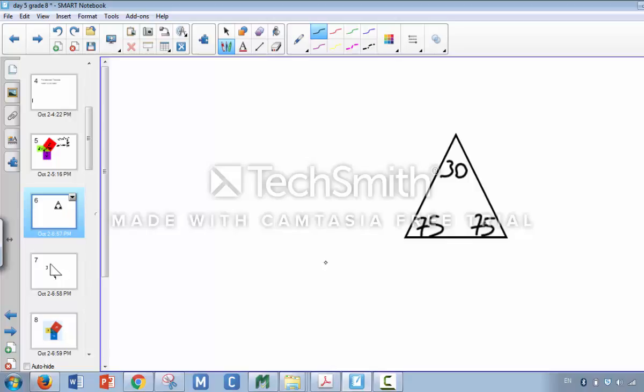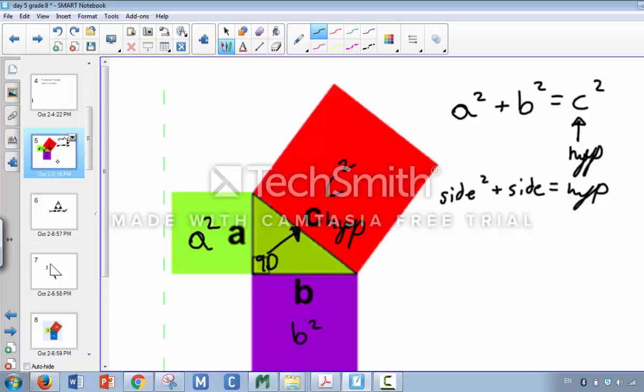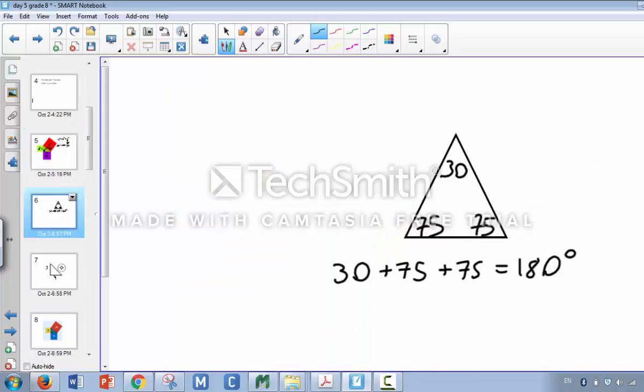Angles in the triangle always add up to 180 degrees. 30 plus 75 plus 75 equals 180 degrees. If you're given a triangle and you only know two of the degrees, you can always find the third degree by going 180 minus the degrees that you have. So first, you have to have a right angle triangle. Second, you have to make sure you label the hypotenuse properly.